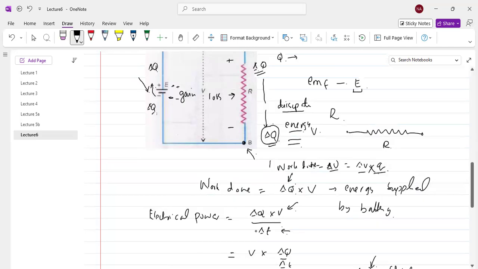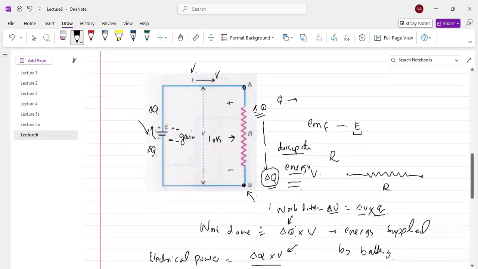So in that case, using this concept, we calculated the work done. Now, how do we develop the story of work done? Actually, we make the observation here that whenever current flows through the resistor, what does this mean?